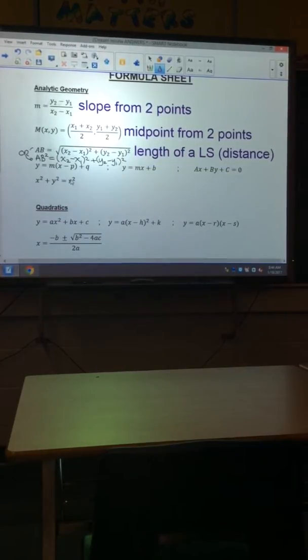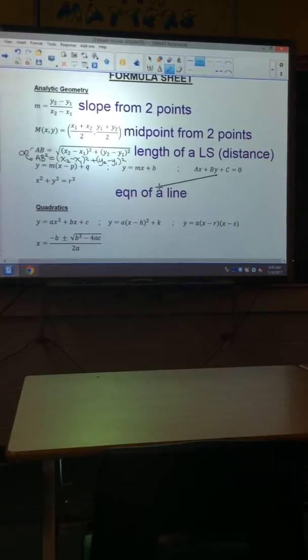How about the 3 equations below? What do these 3 equations represent? Yes, not the length, the equation of a line. So all 3 of these are the equation of a line. There are different types though, right? That's what all three of those represent, but they're different types of formulas.